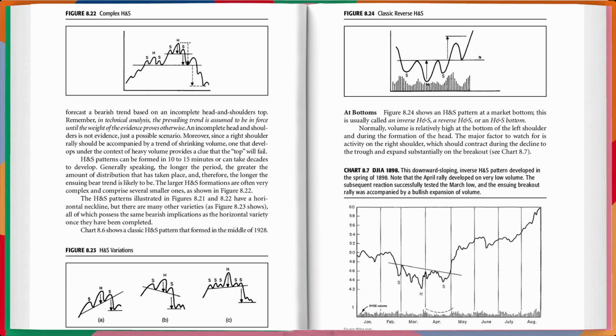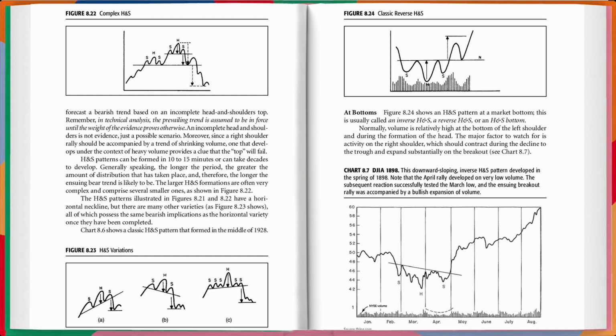Remember, in technical analysis, the prevailing trend is assumed to be in force until the weight of the evidence proves otherwise. An incomplete head and shoulders is not evidence, just a possible scenario. Moreover, since a right shoulder rally should be accompanied by a trend of shrinking volume, one that develops under the context of heavy volume provides a clue that the top will fail.